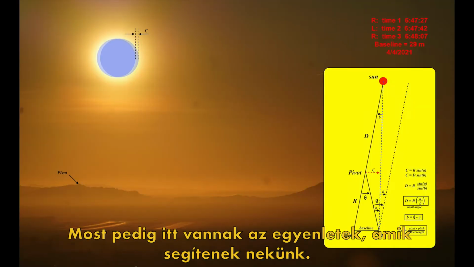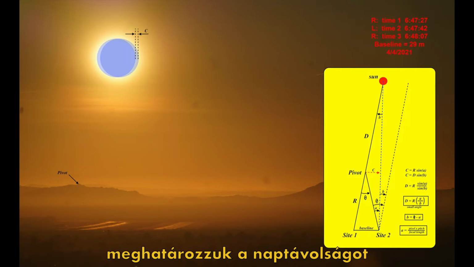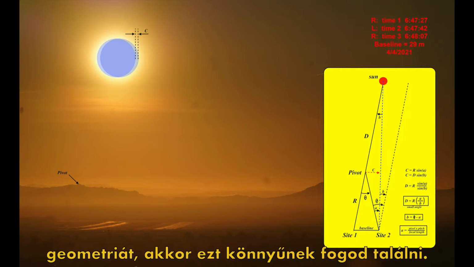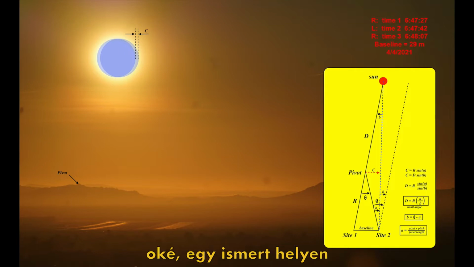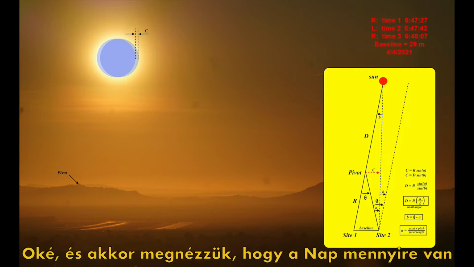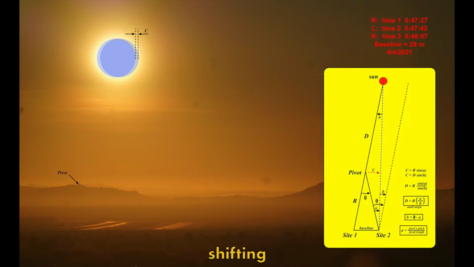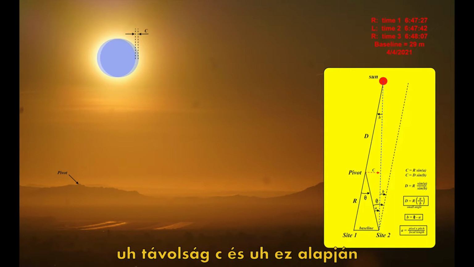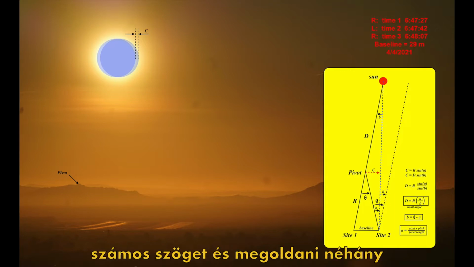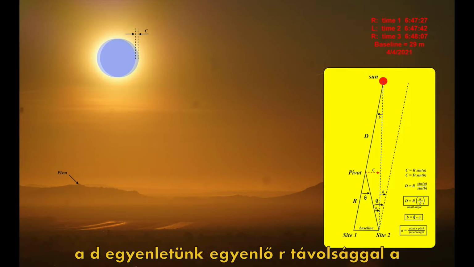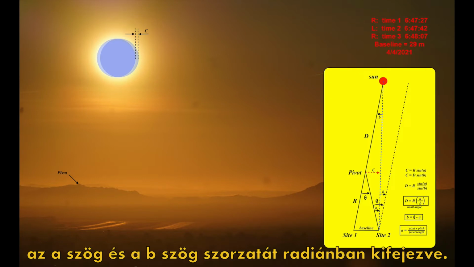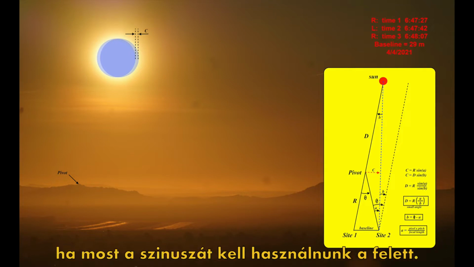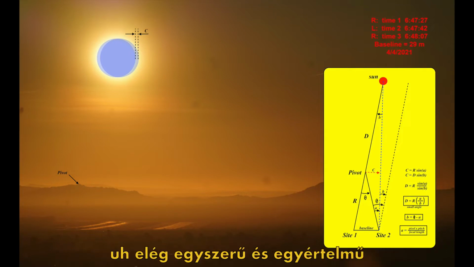Now here are the equations that help us determine the distance to the sun. If you're familiar with trigonometry and geometry, you should find this easy. Basically, we've aligned the photos to the pivot, at a known location. And then we see how much the sun is shifting, distance c. And based on that, we can determine a number of angles and solve some equations. And we derive our equation. D equals R, the distance to the pivot, times angle A over B in radians. We're using a small angle approximation there. If not, we have to use sine of A over sine of B. Fairly simple and straightforward. Very elegant.